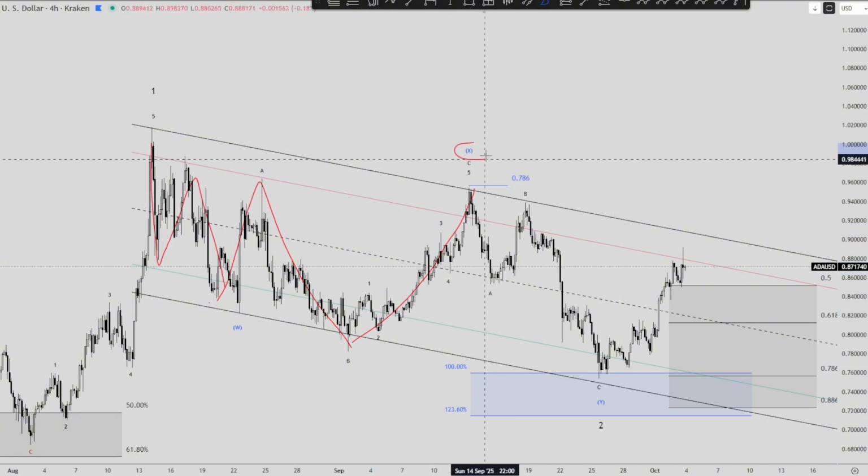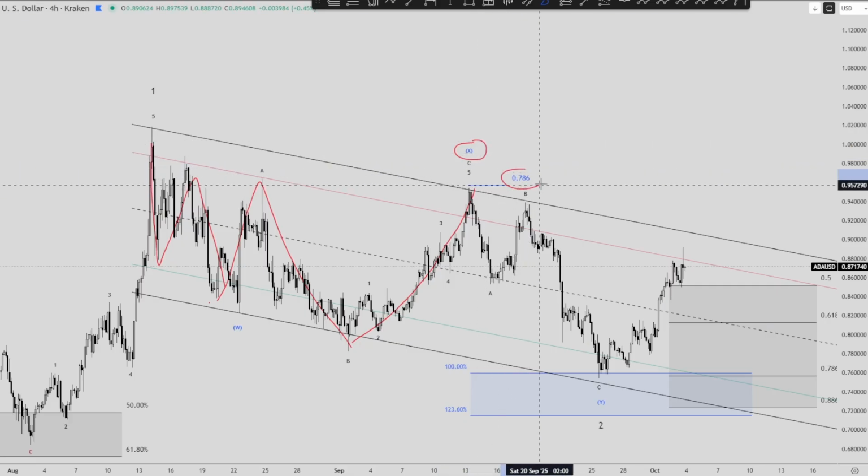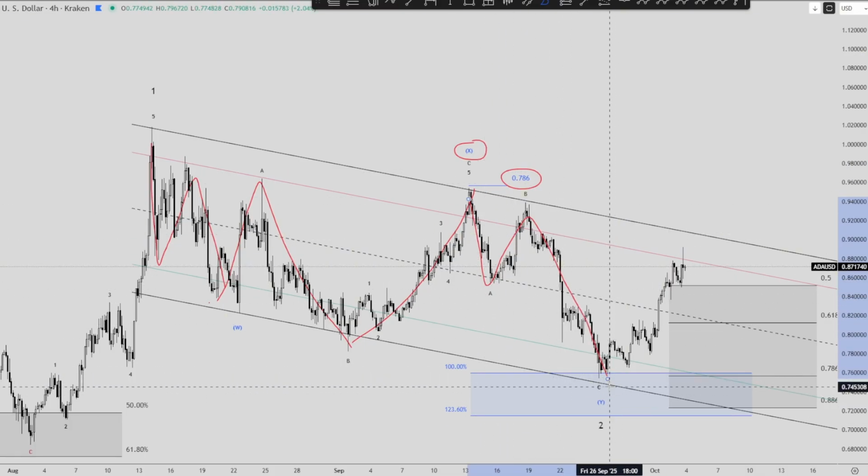So then this is your top of X, which hits the 786, which is the most common target for an X wave. And it is followed by another simple correction. So far it looks like we have an ABC here, where the C is a little bit elongated because of the liquidation event. It makes sense. So more important than the structure are the levels, right?